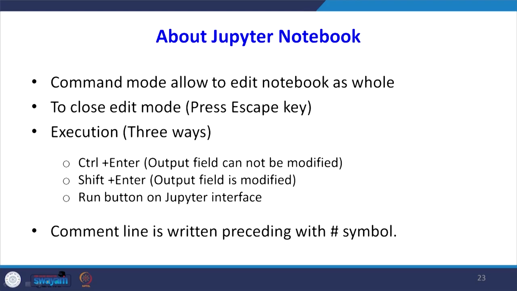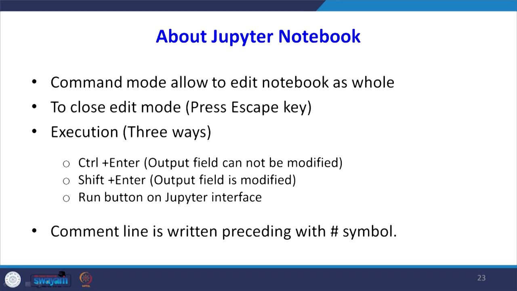Execution can be done in 3 ways. You can press Control Enter. When you press Control Enter, the output field cannot be modified. Another way is to press Shift Enter, where the output field is modified. The third way is the Run button on the Jupyter interface; you can directly click that, and then your code will get executed.